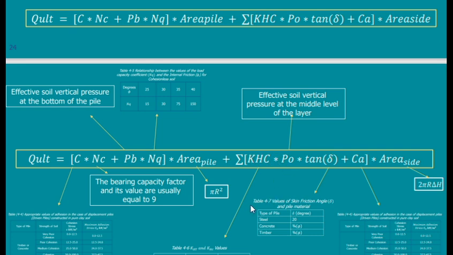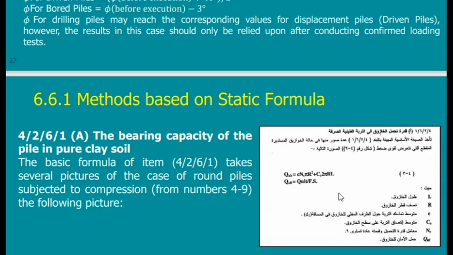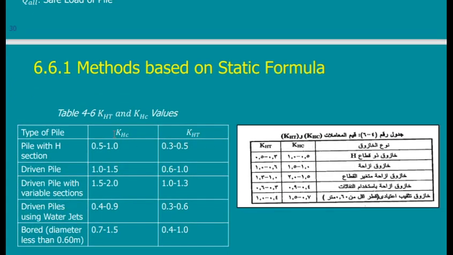KHC, there is a table for KHC. This is the shape of the table of KHC. I go down to find where is KHC. Yes, this is KHC. So I go here to KHC, depending on the type of the pile. Is it driven? Is it bored? And so on. I get a number, and I choose whatever I feel is better. Here it tells me, say, you have a bored pile, and the value of KHC is between 0.7 and 1.5. If you don't have something to favor one, then take the one in the middle, the average of both.